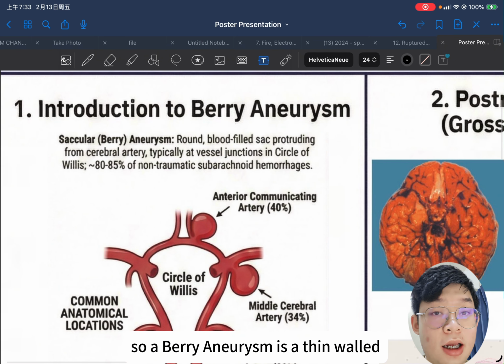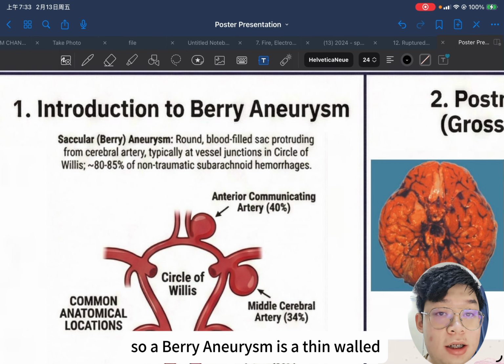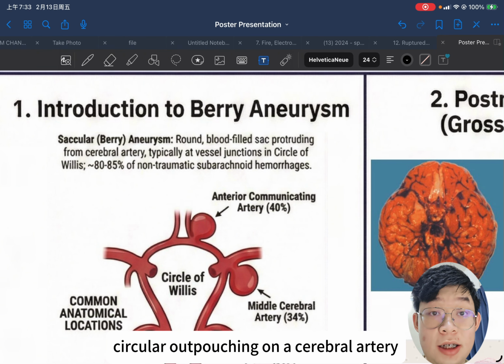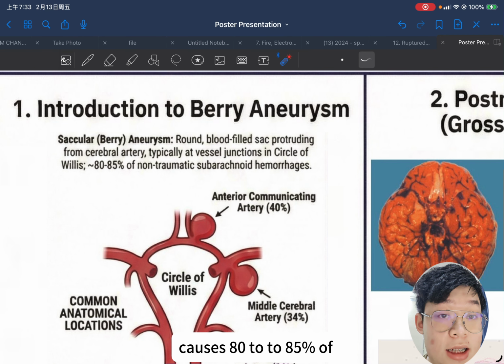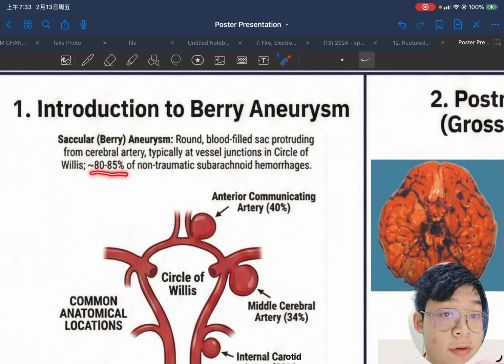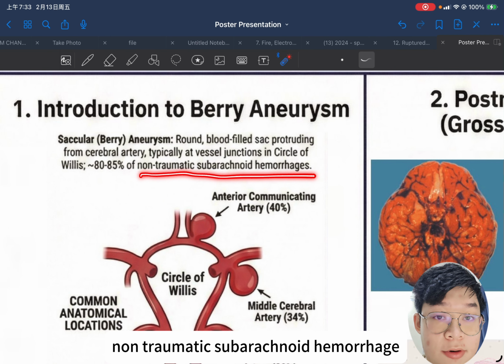So a berry aneurysm is a thin-walled circular outpunching of a cerebral artery. It is a critical diagnosis because it causes 80 to 85% of non-traumatic subarachnoid hemorrhage.